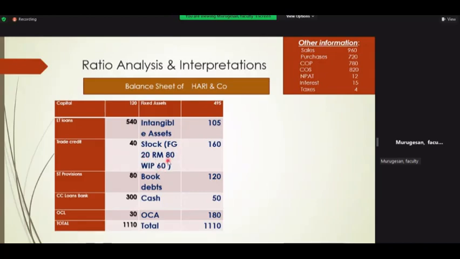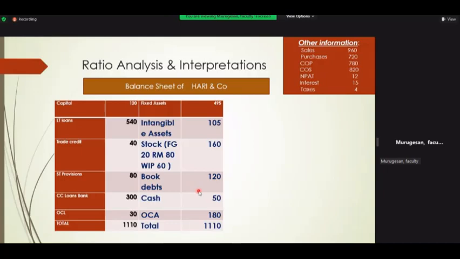Why is the breakup there? Finished goods holding level, raw material holding level. How many months of raw material are they holding? How many months of work in process are they holding? Book debts, how many months outstanding? From this data, you can find out.